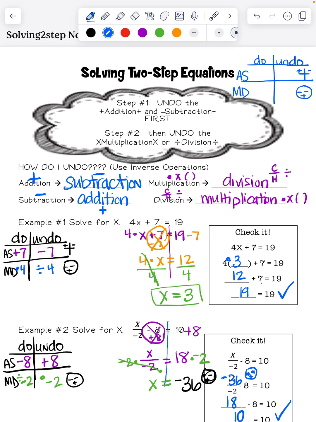All right, so today we are focusing on our do-undo table, and we're focusing on making sure we double check, did we use our integer rules? All right, go practice.